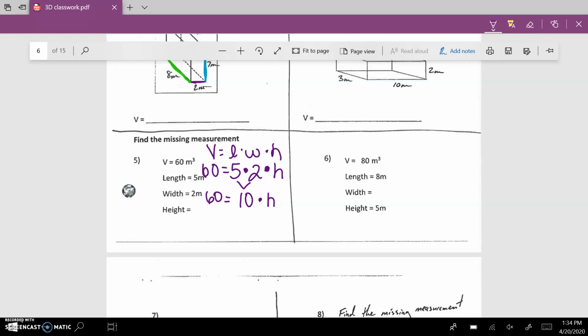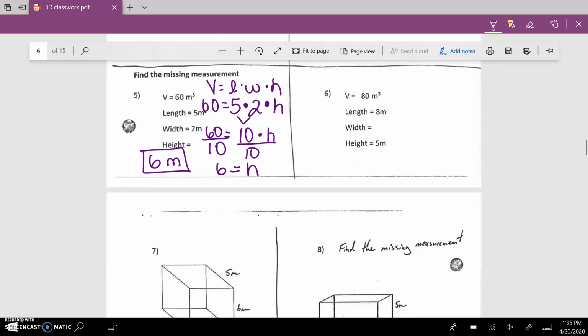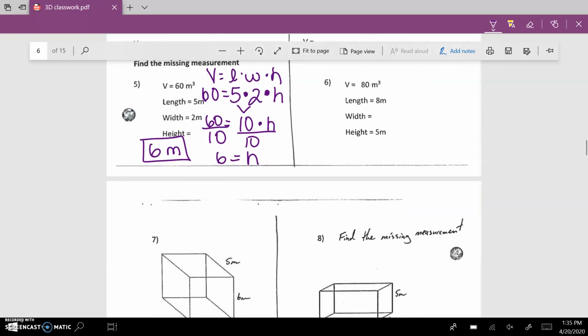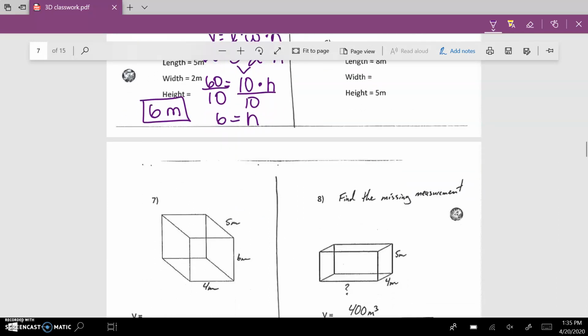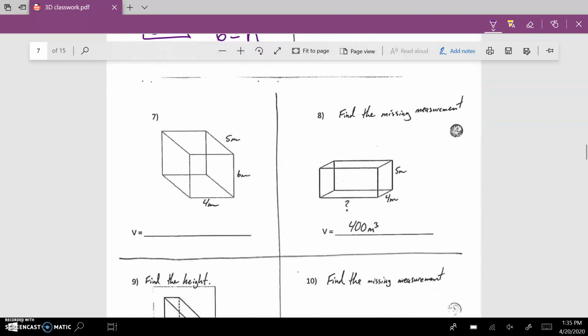So now I can multiply my 5 and my 2, so this would be 10 times H equals 60. And now to solve, well, how do you undo multiplication? Dividing by 10 on each side. So 6 would equal H. So my height would be 6 meters. Number 6 is very similar, you're just looking for a different letter.